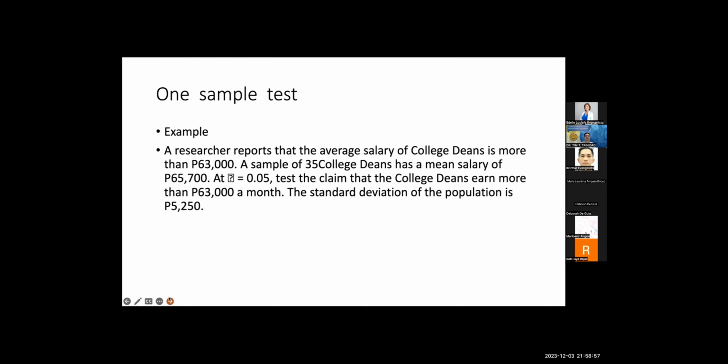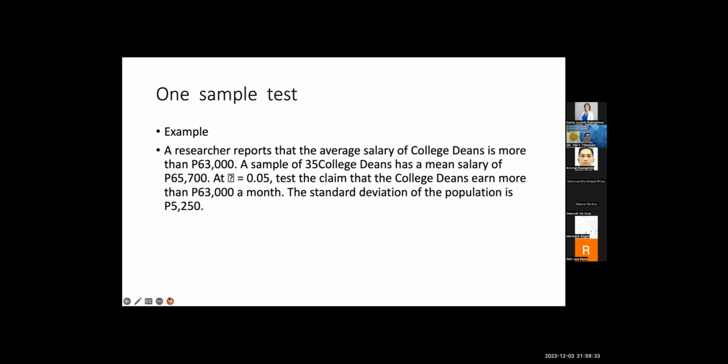So example here, we have a researcher reports that the average salary of the college dean is more than 63,000. A sample of 35 college deans has a mean salary of 65,700. So given a significance level of 0.05, the test claims that the college deans earn more than 63,000 a month. It was also said here, given then that the standard deviation of the population is 5,250.